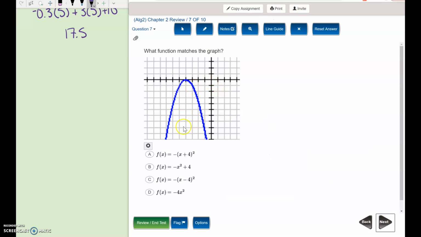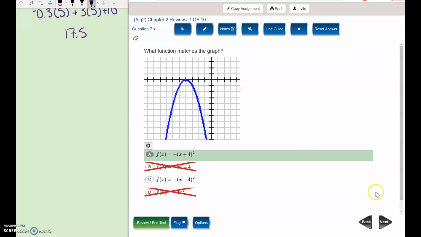Which function matches this graph? Notice all of these are like the transformations that we did the first day. So this graph is flipped upside down. So I know there has to be a negative in front. All of them do. It is moved left 4. So that one means up 4. That one's a stretch. So is it plus 4 or is it minus 4? Remember, side to side movement is backwards, so left is actually plus.